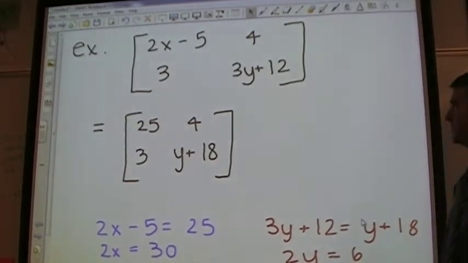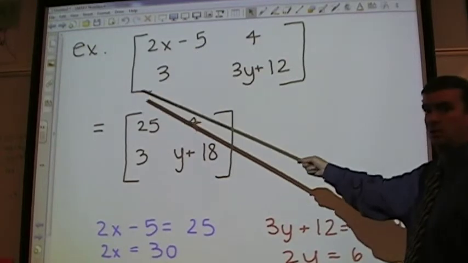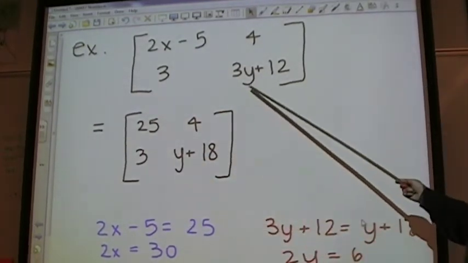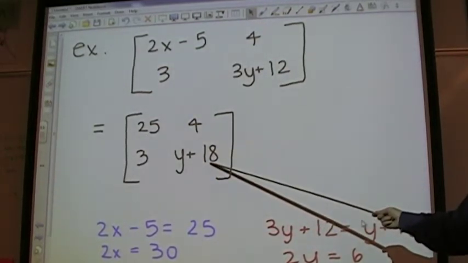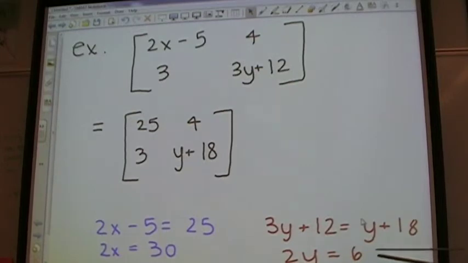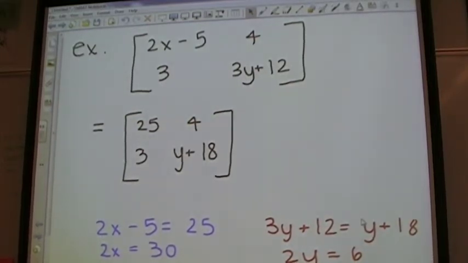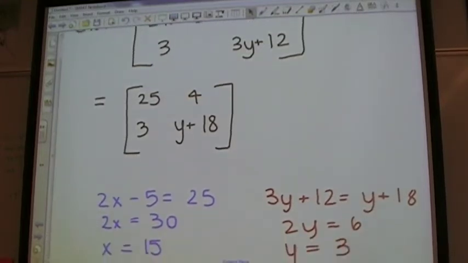So to solve for x and y, very simple. 2x minus 5 must equal 25. And to solve for y, 3y plus 12 must equal y plus 18. And then solve from there. And you should get x to be 15 and y to be 3.